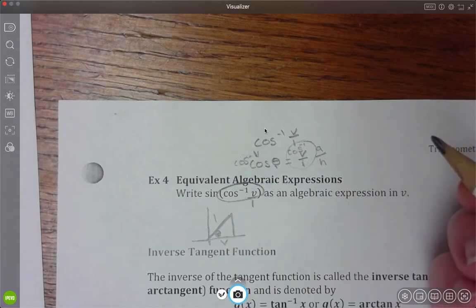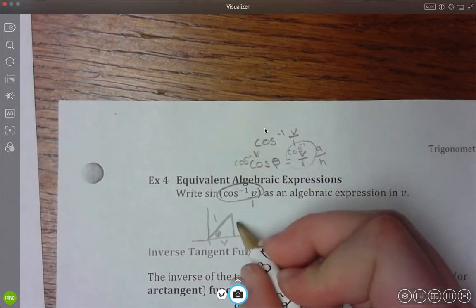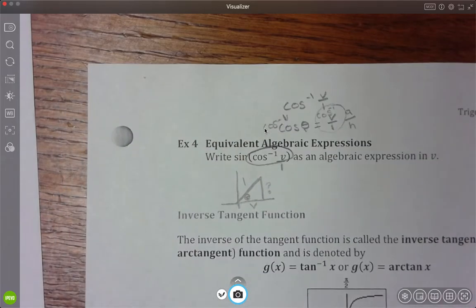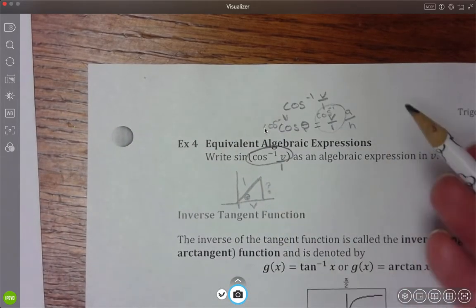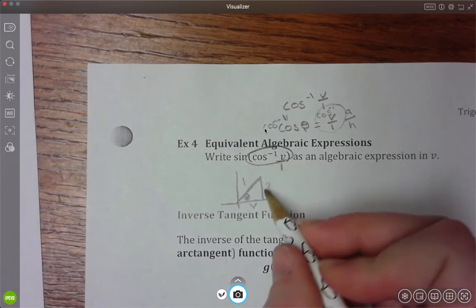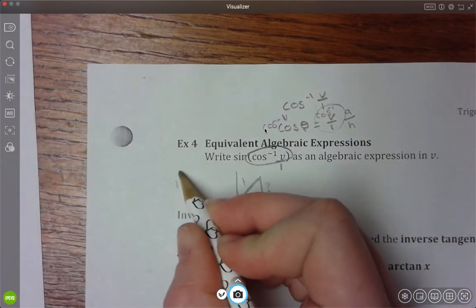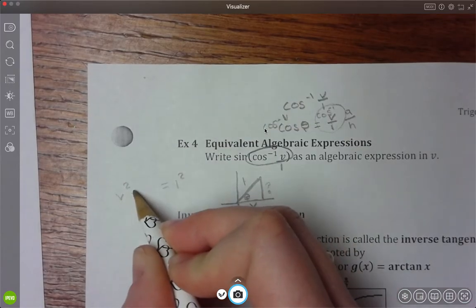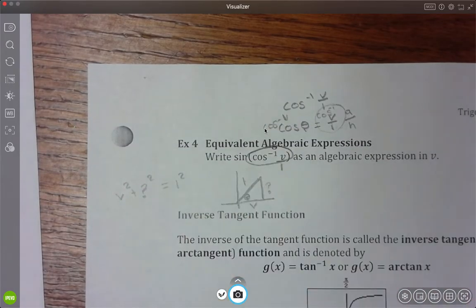And then what I need to do is figure out what this side is, okay? And how can you do that? Even though they're ugly things, like v and 1, you can still use the Pythagorean theorem to do that. So 1 has to be my c squared, so I have v squared plus question mark squared equals 1 squared.